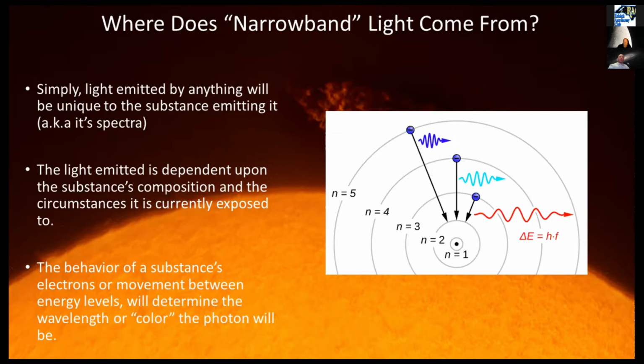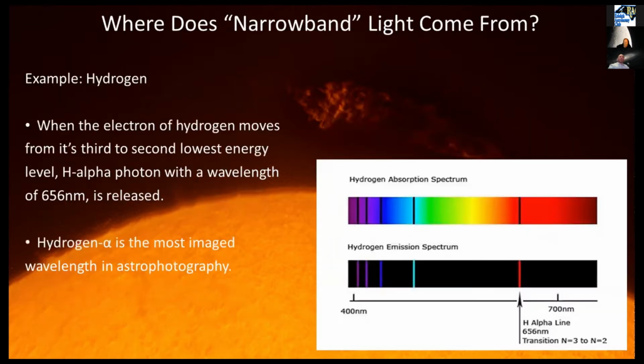And you see two others right there, and those, I believe, are the other wavelengths. One of them is hydrogen beta, which I've heard of. The other one, I'm just going to assume it's alpha, beta, gamma, so I'm going to assume that's gamma right there. So anyway, we're going to use hydrogen as the example here. When the electron of hydrogen moves from its third to second lowest energy level, a hydrogen alpha photon with a wavelength of 656 nanometers is released.